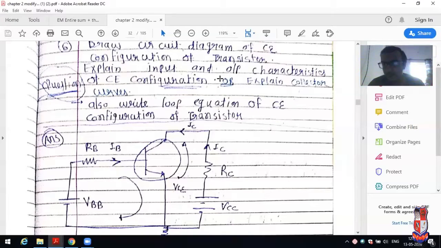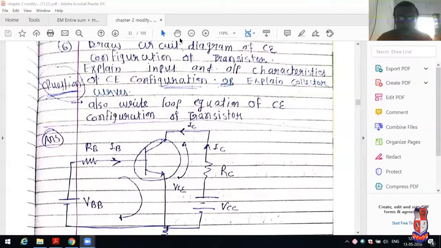Advantage of common emitter configuration. This is connected with basically unit number 2 topic according to the syllabus of basic electronics. So try to understand this topic very carefully. What is the meaning of common emitter configuration? Why is it useful? All those points we will discuss in this class. See, this topic is common emitter configuration. Its name itself indicates the emitter is common between the base and collector.